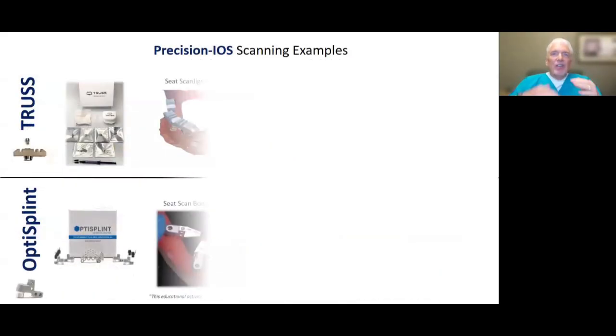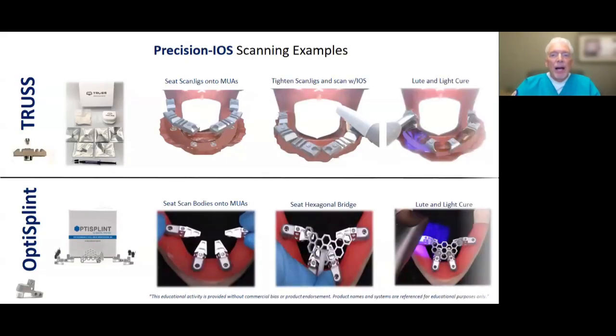For an example, I'm going to give you a top and bottom comparison of the Truss system on the top, going left to right, and then OptiSplint. What you're doing is very similar, though the design and geometry are a little different. For example, Truss calls them scan jigs, whereas OptiSplint from Dental Arches calls them scan bodies. You see here what you're placing, the scan bodies or scan jigs, and then they're positioned a certain way. OptiSplint has a framework that you would lute to the bodies themselves.